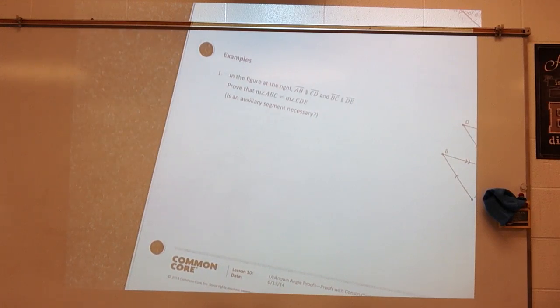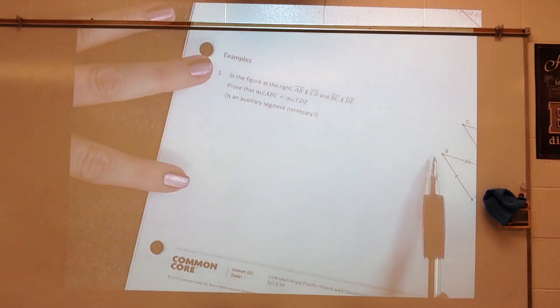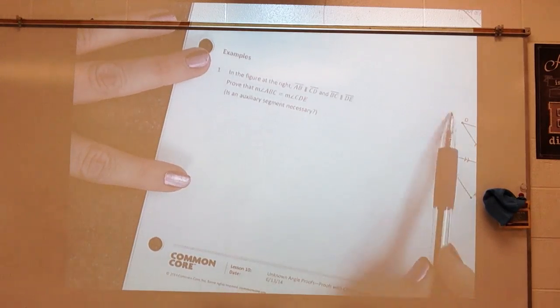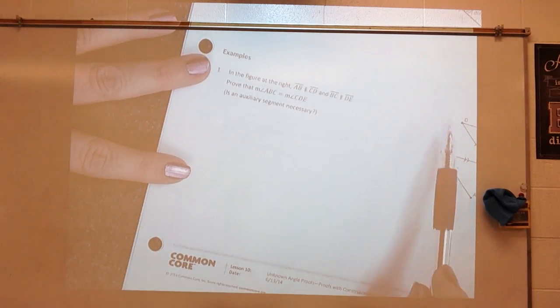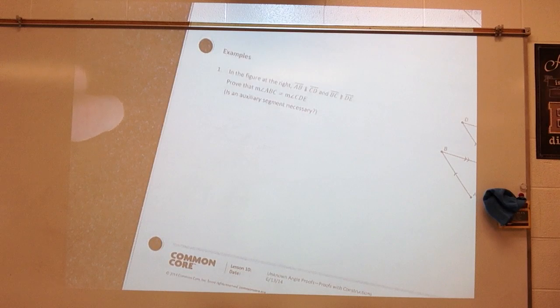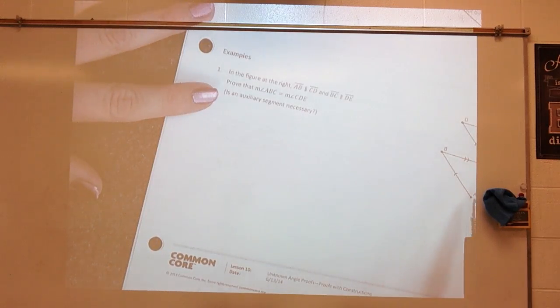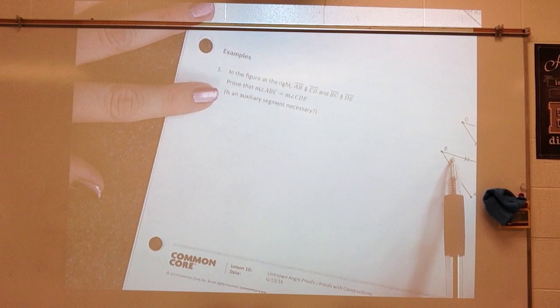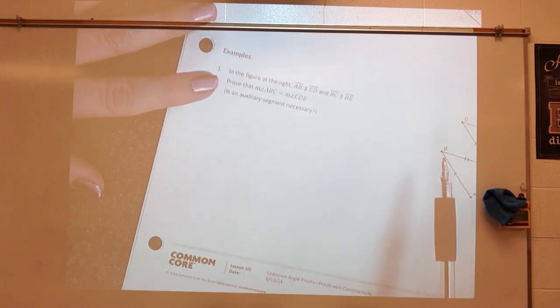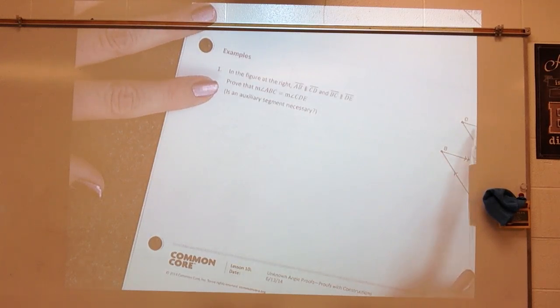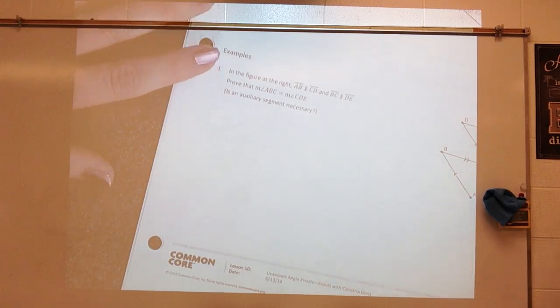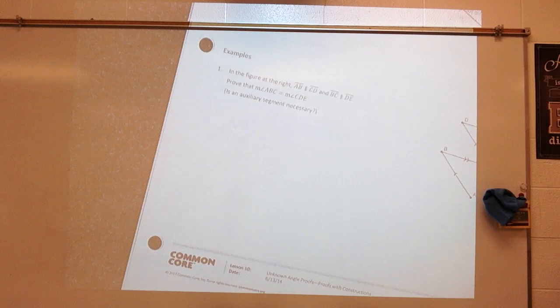In the figure at the right, segment AB is parallel to segment CD, and segment BC is parallel to segment DE. They want us to prove that angle ABC, this angle right here, is equal to angle CDE, this angle right here. Is an auxiliary segment necessary? Is it necessary to create an auxiliary?